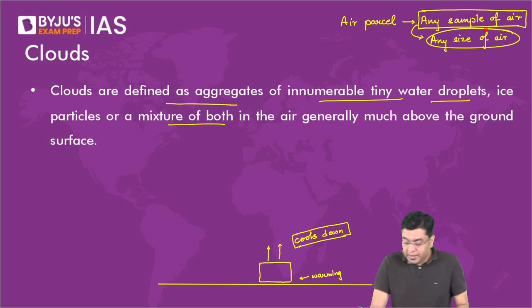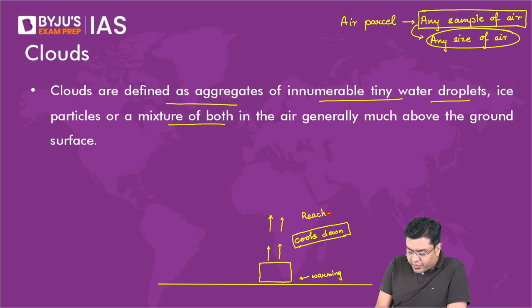Okay. So when the air rises up after warming, it gets cooled down. Generally, it will continue to rise as long as it is warmer than the surrounding air. But as it continues to rise up, it will cool down. As it rises further, it will cool down further. So after rising up, because of cooling down, it will reach saturation.